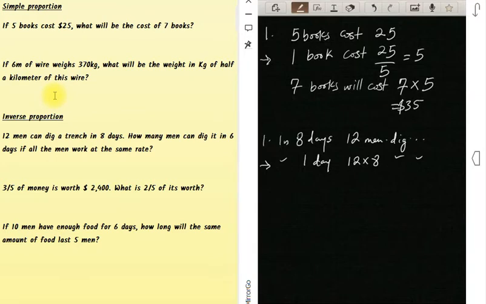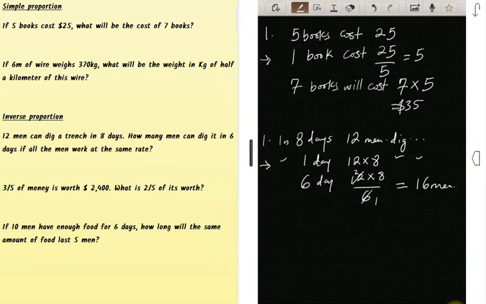So let's get the last one. In 6 days, how many men will dig the trench? Of course, we will have fewer men when we compare with the unit number of men digging. The number of men digging in 1 day divided by 6, and that will give me 16 men.